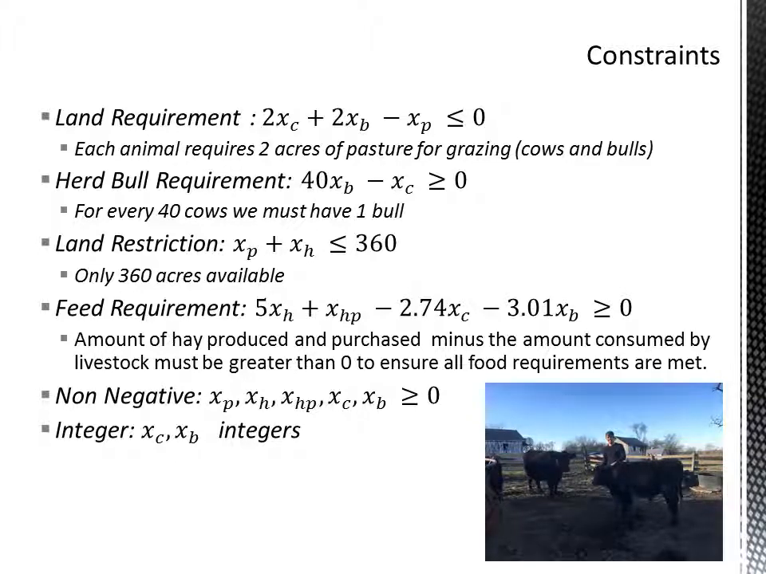This constraint makes sure that enough hay is either produced or purchased to feed all the cows and bulls for the year. Some of you might be thinking, what about the calves? The calves are either sold or kept as a replacement at weaning age, so they do not account for extra food consumption. All variables, as usual, are non-negative. And lastly, the number of cows and bulls must be integers. Have you ever seen 11/16 of a cow walking around? I didn't think so.